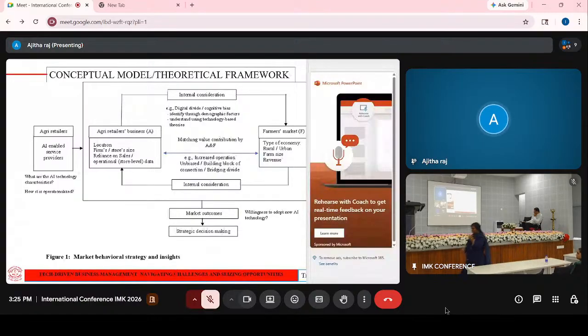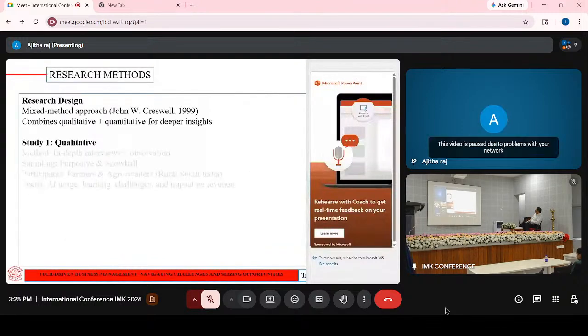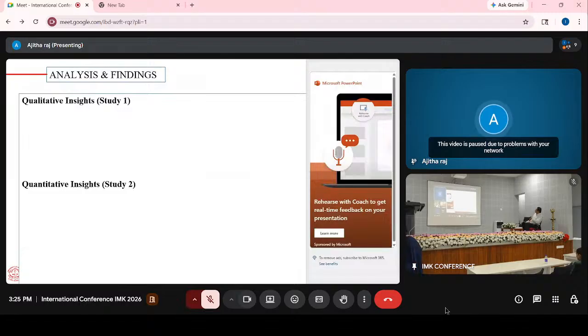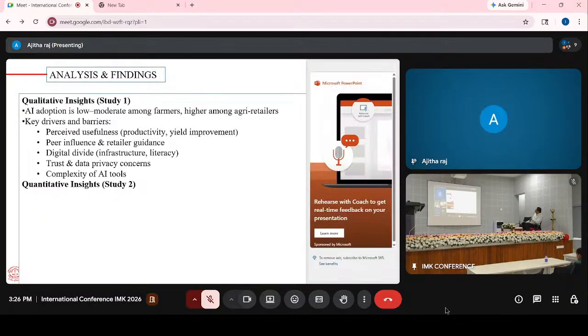And what could be the outcome we can expect from it? Right. So qualitative and quantitative methods, both. The qualitative method has been done. Study 1 has been already done. Study 2 is in process.